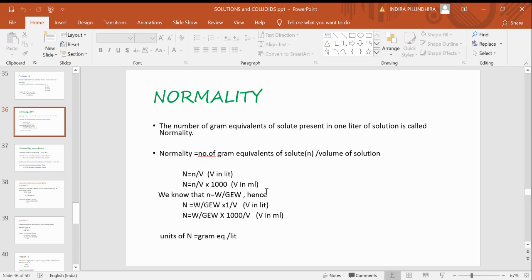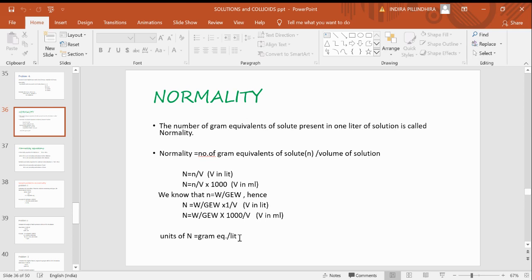Now, in this expression, we substitute this small n, the number of gram equivalents. As we learned in the previous slides, n is equal to W by GEW. Hence, we substitute this small n in this expression. Now, the normality is N equal to W by GEW into 1 by V when V is in liters, or if it is in ml, we should multiply it with 1000. So the overall expression for normality is N equal to W by GEW into 1000 by V, where V is in ml. The units of normality are gram equivalents per liter. Okay, this is about normality.